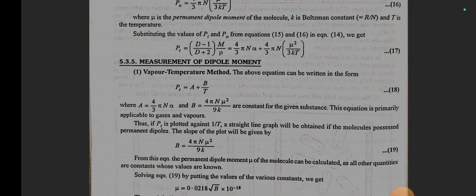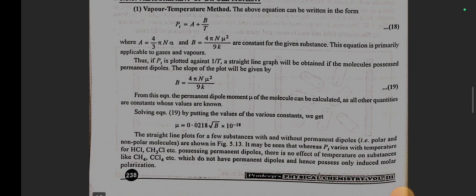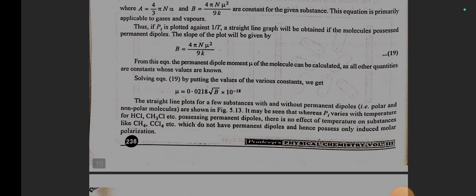Thus, if Pt is plotted against 1 by T, a straight line graph will be obtained. If the molecules possess permanent dipoles, the slope of the plot will be given by B is equal to 4 pi N mu square upon 9K. From this equation, the permanent dipole moment mu of the molecule can be calculated as all other quantities are constants whose values are known. Putting the values of the various constants, we get mu is equal to 0.0218 under root B into 10 to the power minus 18.